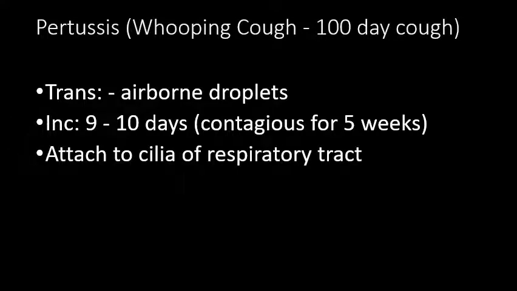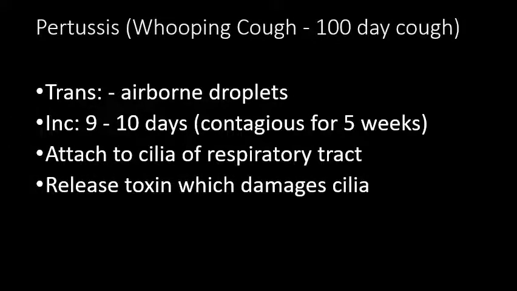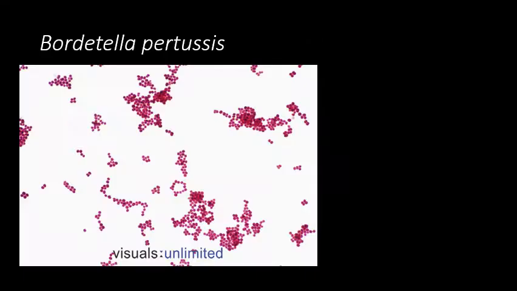All right, so what Pertussis does, the bacteria, is it attaches to the cilia of the respiratory tract, so it's hanging onto the cilia, and basically it produces a toxin which paralyzes those cilia, so you can't move mucus or particles in and out of your respiratory tract. So that toxin damages the cilia.